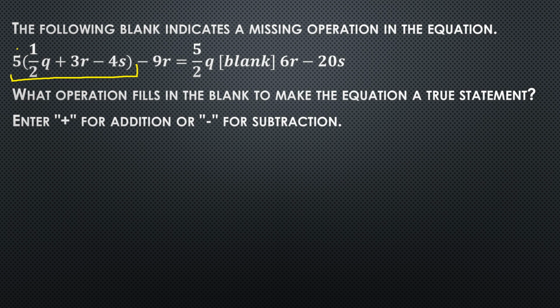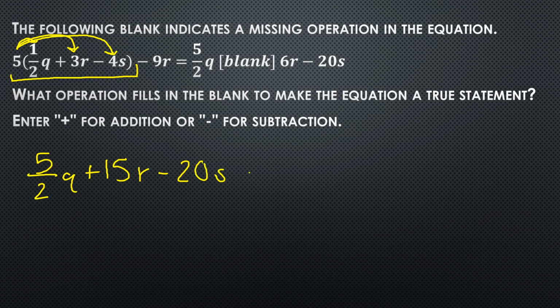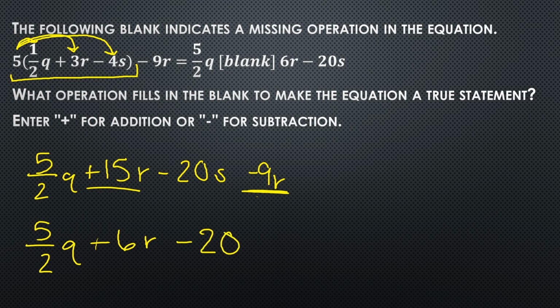Okay. So again, I'm going to take this 5 and I'm going to multiply it to everything inside here. When I do that, I get 5 over 2q plus 15r minus 20s. Don't forget this minus 9r at the end. My like terms I can combine are this 15r and this 9r. So I have 5 over 2q. 15 minus 9 is going to give me 6r. And I have minus 20. So if I look, this tells me I have 5 over 2q, a blank, 6r minus 20s.